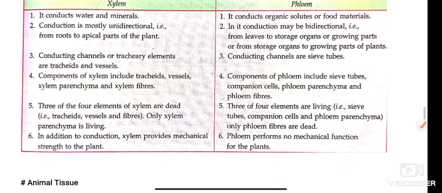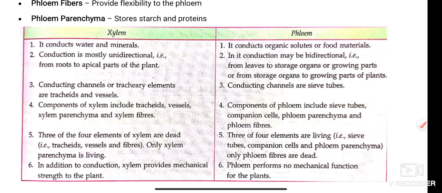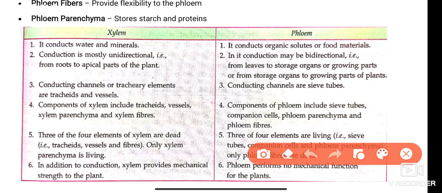Now we are going to discuss the difference between xylem and phloem, and what is the function of both of them. First, xylem conducts water and minerals. Phloem conducts stored food. In xylem, conduction is mostly unidirectional, that means only in a single direction, from roots to the apical parts of the plant, especially leaves. In phloem, conduction may be bidirectional, from leaves to storage organs or growing parts of the plant.